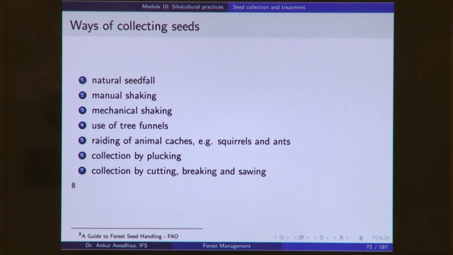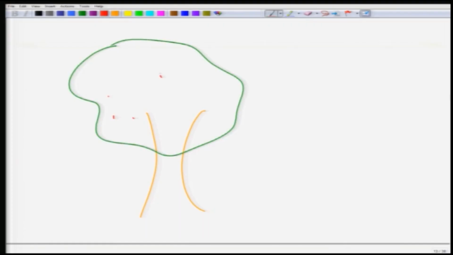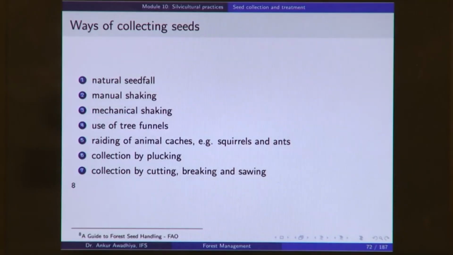Or we can do collection by plucking. In the case of collection by plucking, you have this tree, which has these fruits and seeds that are now mature. So, you can ask a person to climb up the tree and pluck these fruits. That is also an option, plucking of the fruits directly, or collection by cutting, breaking and sawing.